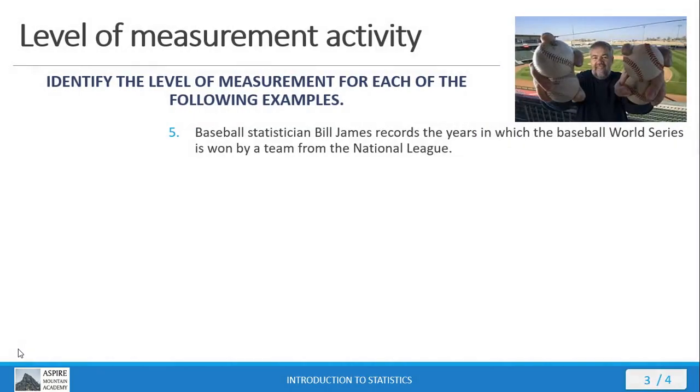Here we have baseball statistician Bill James recording the years in which the Baseball World Series was won by a team from the National League. Now, you make the call. Well, this is interval. Years are the classic example of interval data, which have no natural 0 point, but a natural order among data values that have meaningful differences between them.